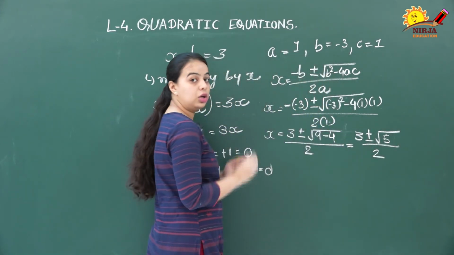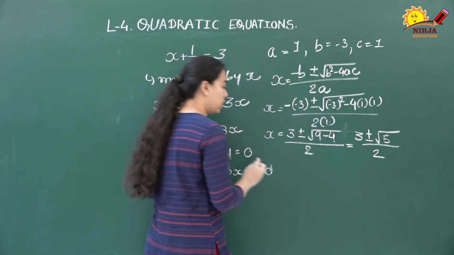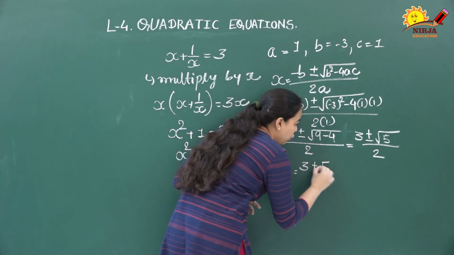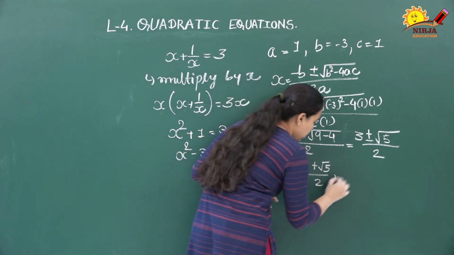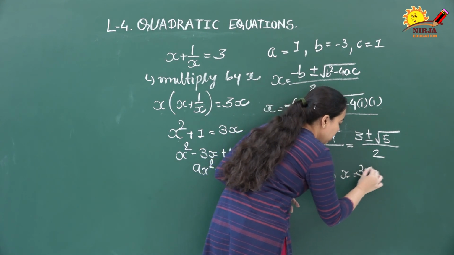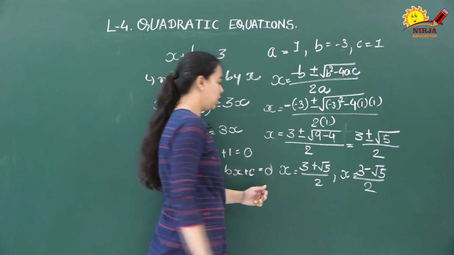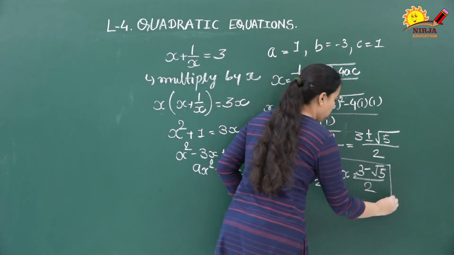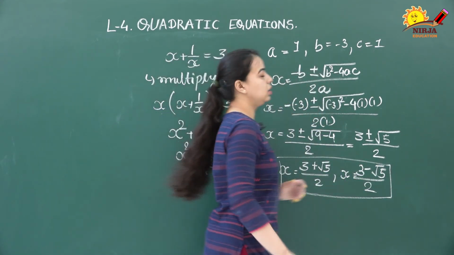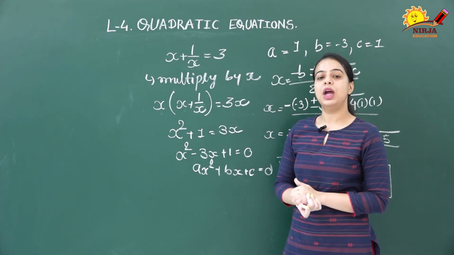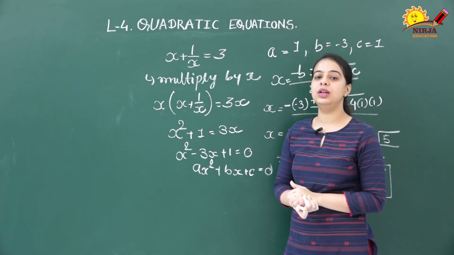So here we got two solutions for the given equation, which are x is equal to 3 plus under root 5 upon 2 and x is equal to 3 minus under root 5 upon 2. Here we got the solution of the given equation. So this way also you can apply the quadratic formula and you can find the solution of a given equation.